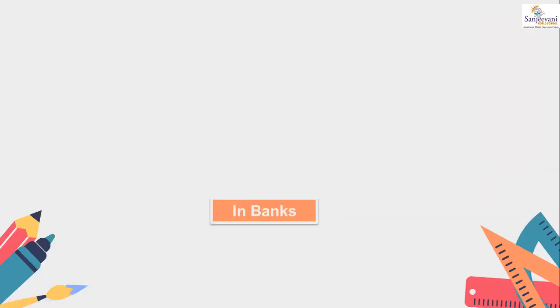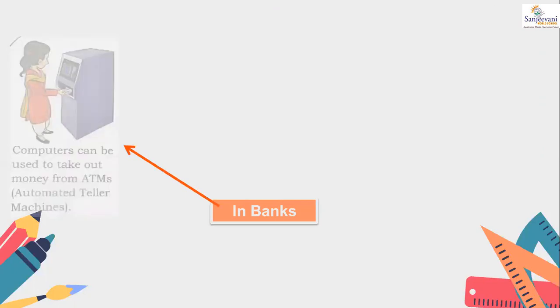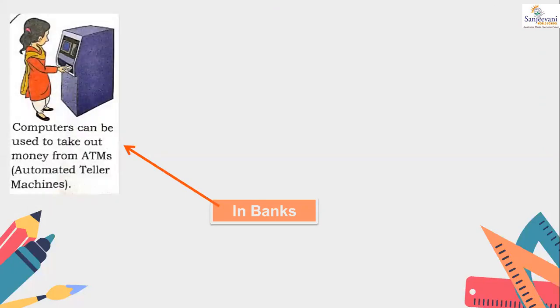Next, we are going to see the uses of computers in a bank. The first use is that computers can be used to take out money from ATMs. Yes, the full form of ATM is automated teller machine. Repeat after me: the full form of ATM is automated teller machine. I know you must have gone with your parents to the ATM. So, computers are used to take out money from the ATMs.